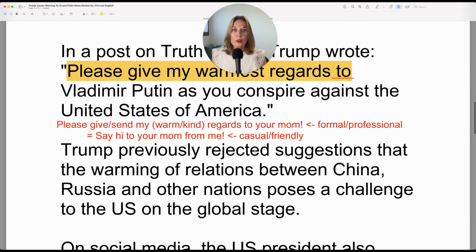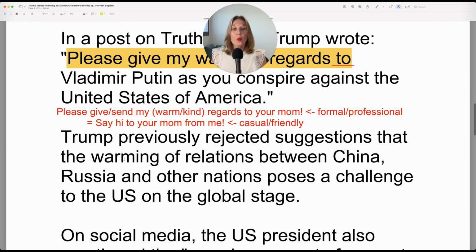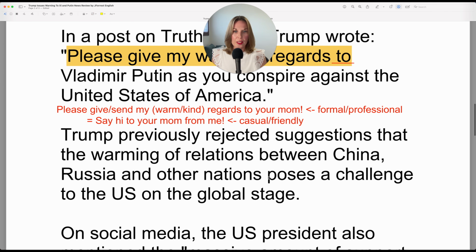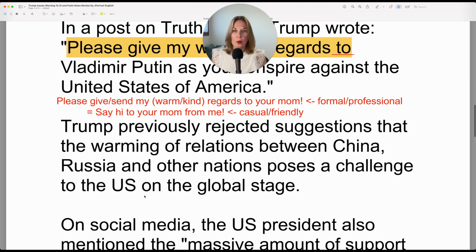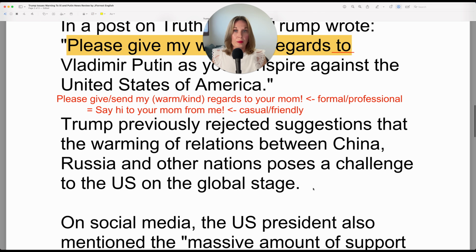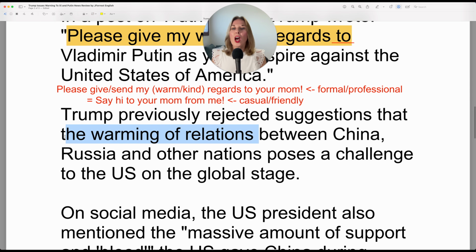Trump previously rejected suggestions that the warming of relations between China, Russia, and other nations poses a challenge to the U.S. on the global scale. So here, the warming of relations represents the relationship between China and Russia and other nations. And warming means they're becoming friendlier. Their relationship is becoming friendlier, or they're becoming closer to one another. The warming of relations is quite a formal way of saying it.